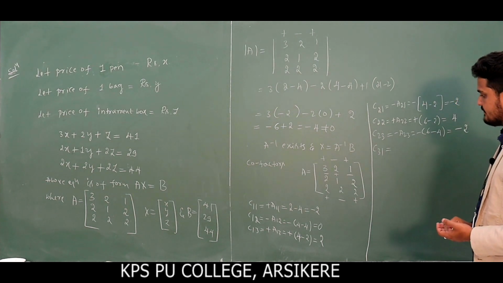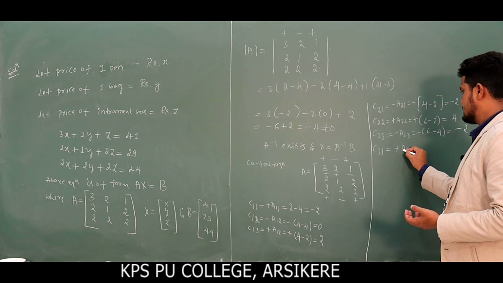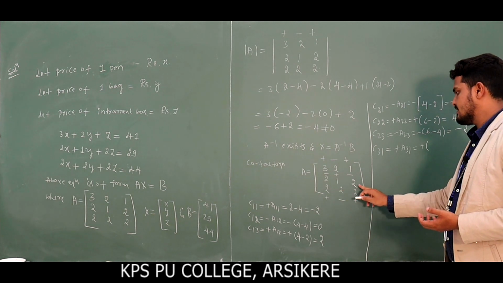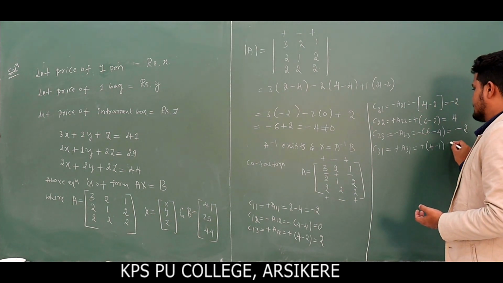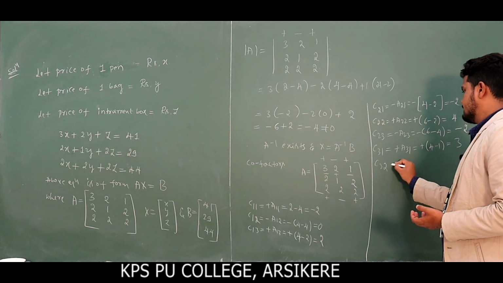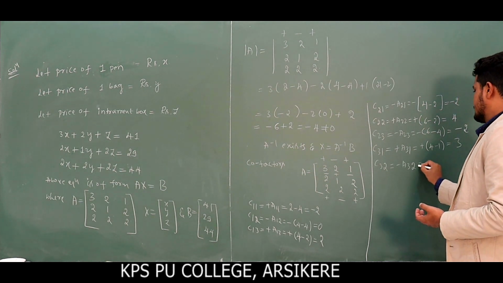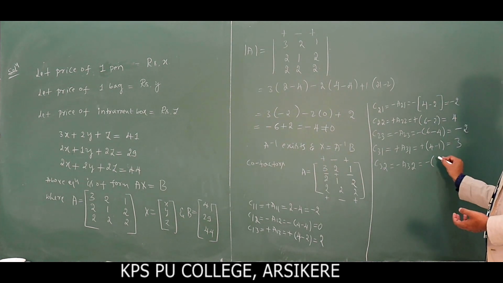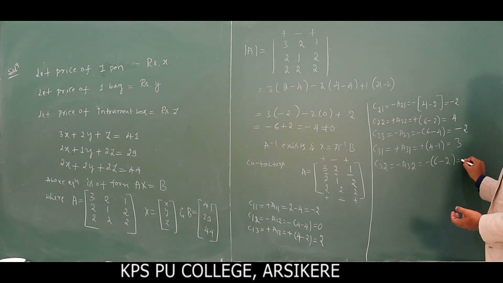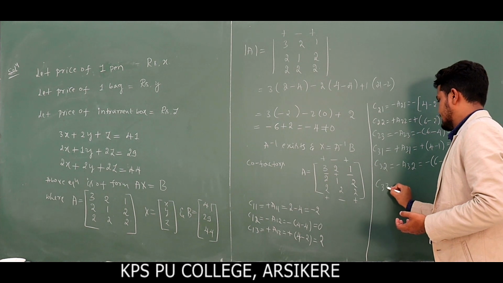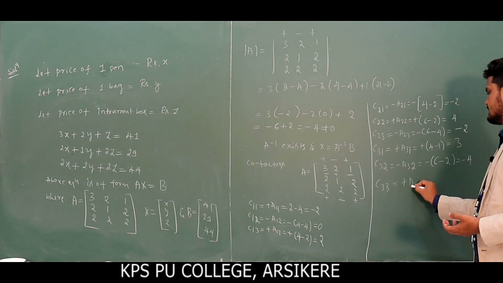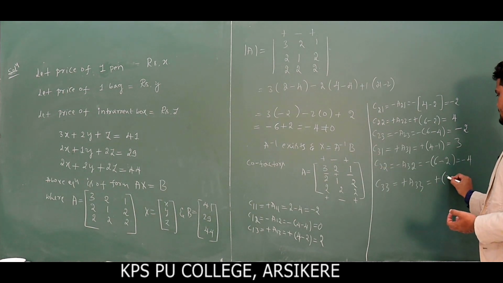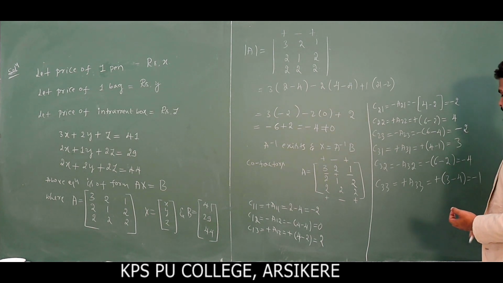C31 is plus A31, eliminating third row first column: 2 2s are 4 minus 1, 3. C32 is minus A32, eliminating third row second column: 3 2s are 6 minus 2, minus 4. So C33 is plus A33, eliminating third row third column: 3 1s are 3 minus 4, minus 1. Okay, write first.